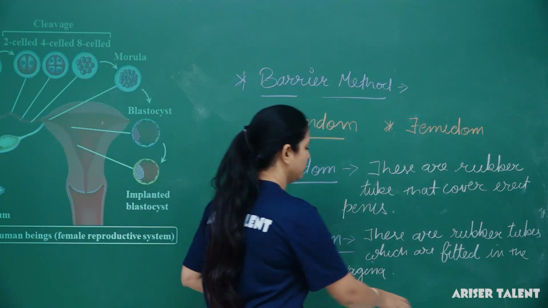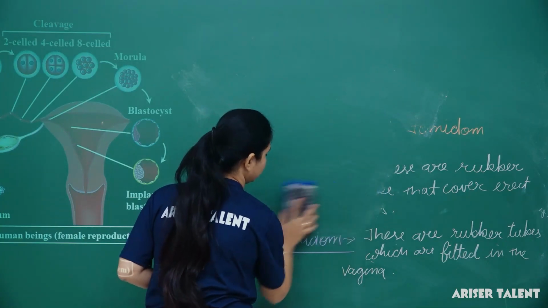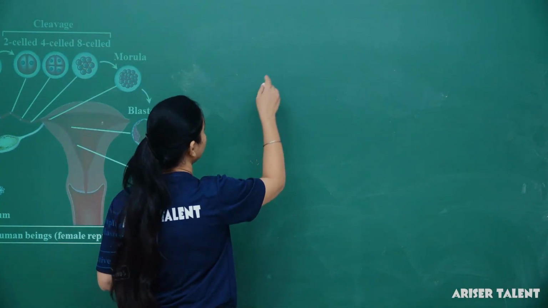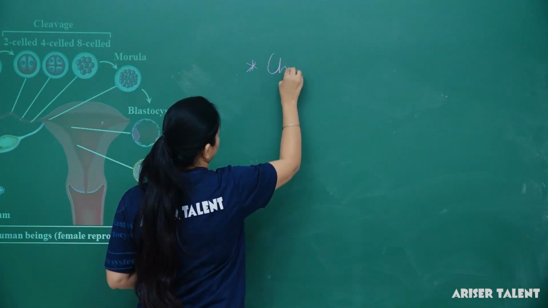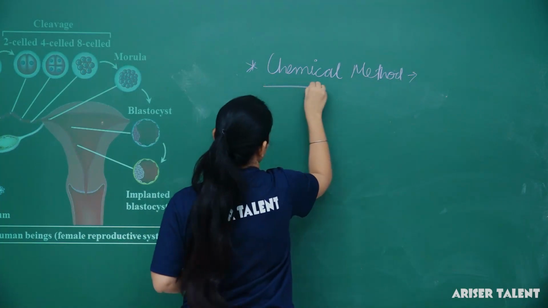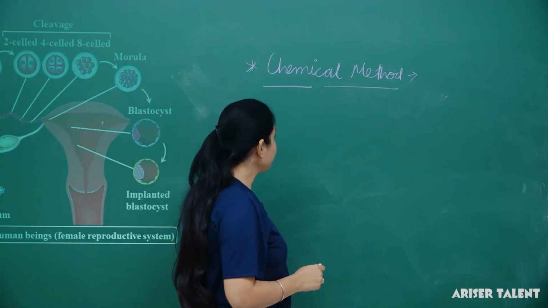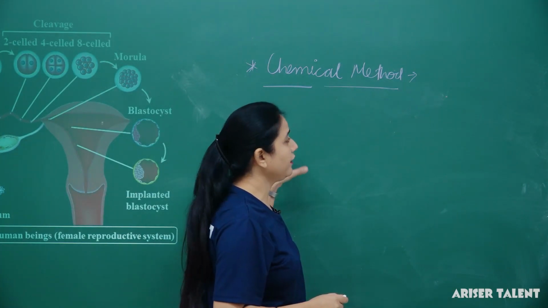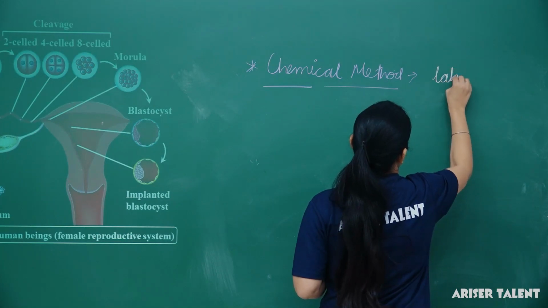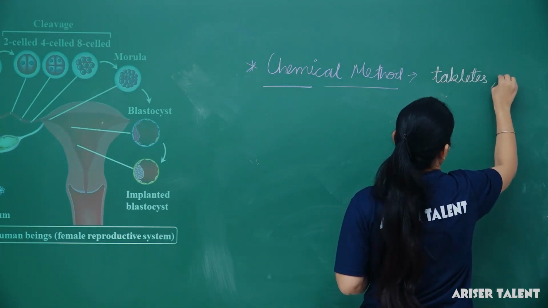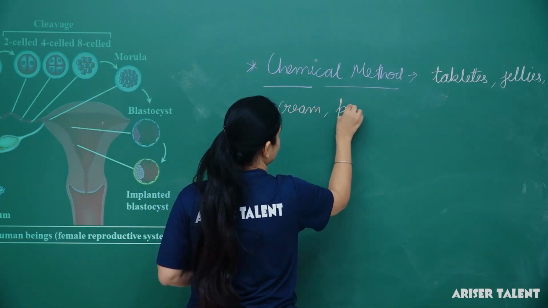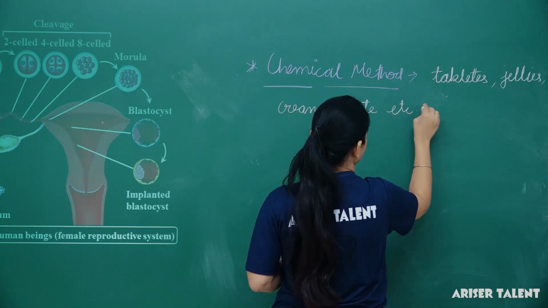Next method is chemical method. Next method of control of birth of child is chemical method. Different types of tablets, pills are taken by the female to avoid childbirth. So here we can mention tablets, jellies, cream, paste, etc.